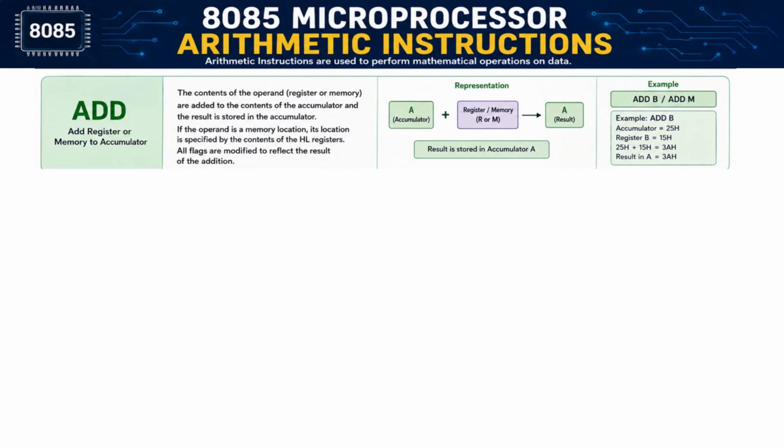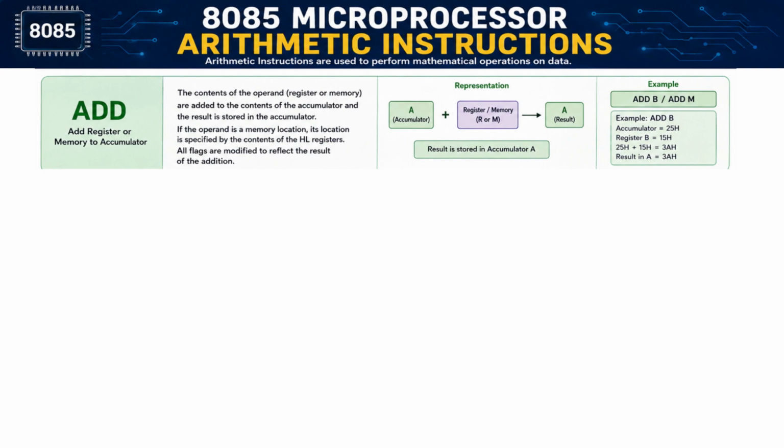Also, after performing the addition, all the flags, that is zero, sign, auxiliary carry, parity, and carry, are updated according to the result. If we look at the representation, we have the accumulator A plus the register or memory represented by R or M, and the result is stored back in the accumulator. Let's understand this with an example.